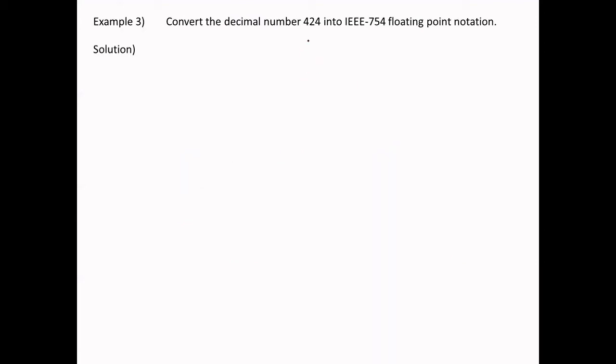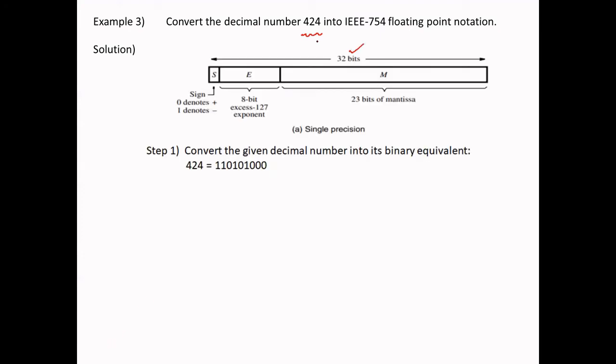Now let us take a decimal number 424 and convert it into IEEE 754 floating point notation. The given decimal number is a positive value. 424 is nothing but a positive value, so S is 0. Now convert this 424 into its binary equivalent. That is the first point. Get the normalized equivalent as the second step.